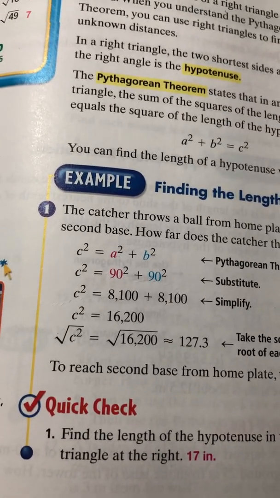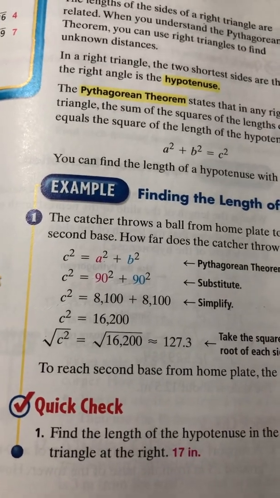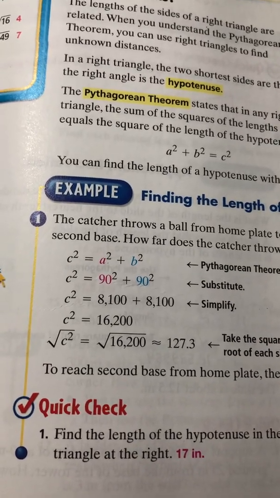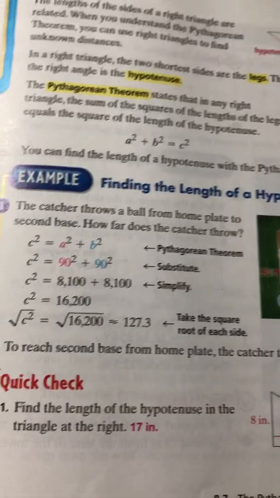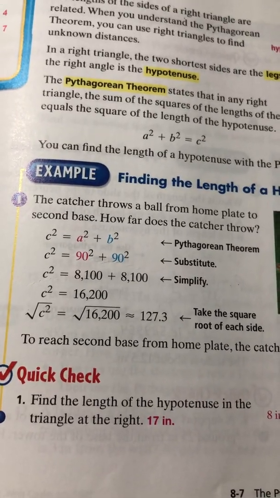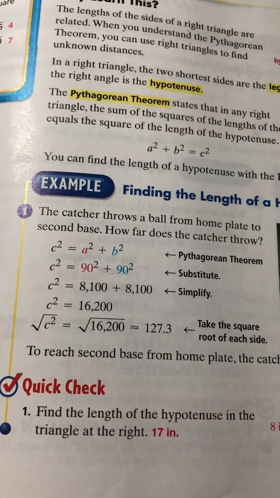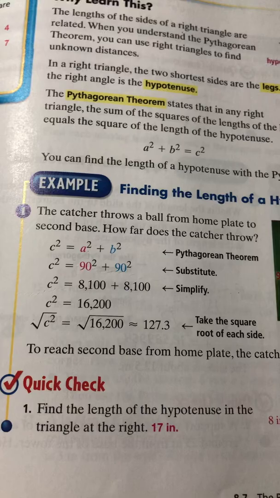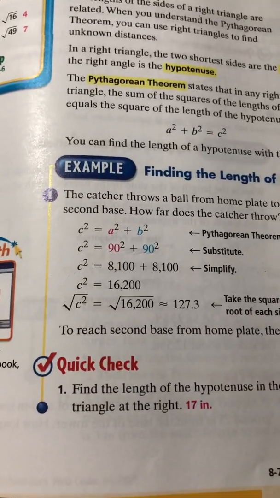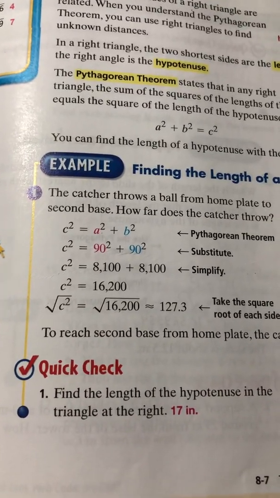Now to just find what C is, you have to take the square root of 16,200 to do that. You can't divide it by 2 because it's not doubled. It's about being squared. So that's why they had to teach you about square roots in order to do that.